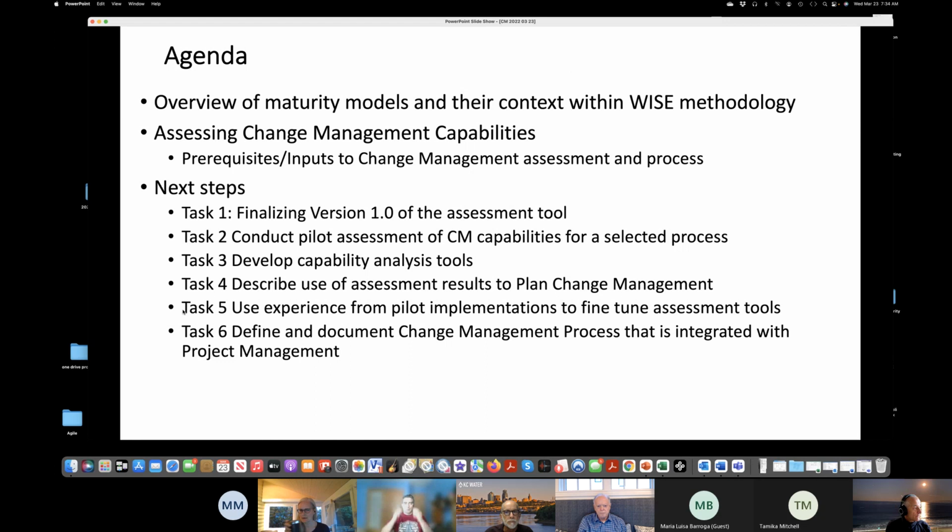What I would like to cover today is an overview of the maturity models that we're doing on WISE overall, and then talk about how this change management capabilities assessment fits into that, what the inputs and prerequisites are, and then talk about the next steps for our team.